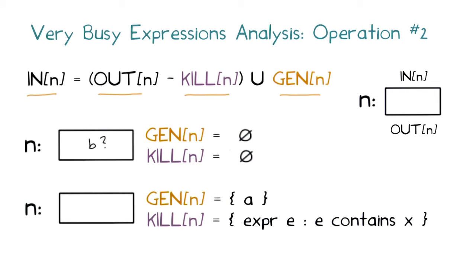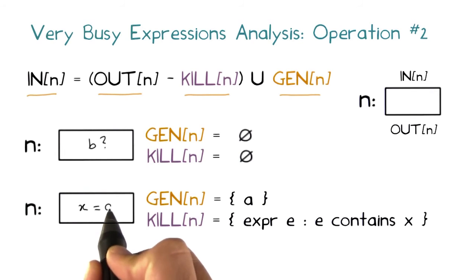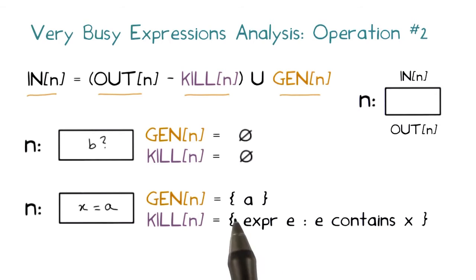If the statement at node n is an assignment statement of the form x is assigned a, then the gen set will contain the expression assigned to variable x at node n itself, reflecting the fact that this expression is used by node n. The kill set, on the other hand, contains every expression using x, reflecting the fact that all those expressions will be modified by node n.